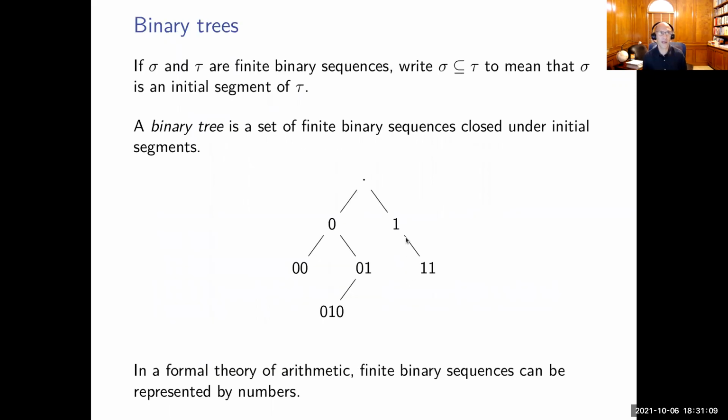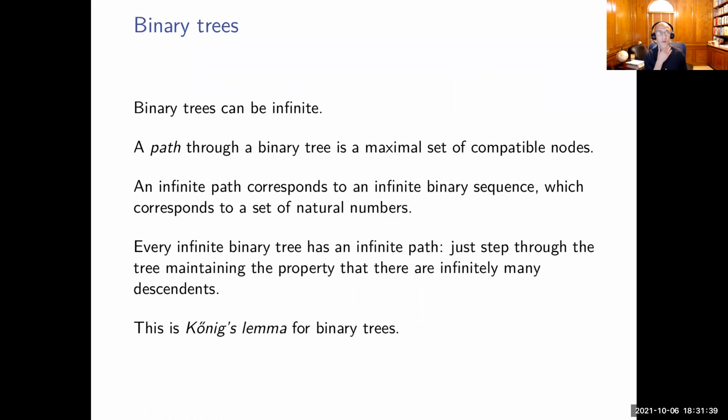To tell you about WKL0, a binary tree is a collection of binary sequences closed under initial segments. So there's a finite binary tree, right? There's the empty sequence, and 0, 0 0, and 0 1. Being closed under initial segments means that if 0 1 0 is in it, then 0 1 and 0 and 1 have to be in it. And since in formal theories of arithmetic we can represent binary sequences as numbers, we can think of a tree as being a set of numbers. Trees can be finite or infinite.